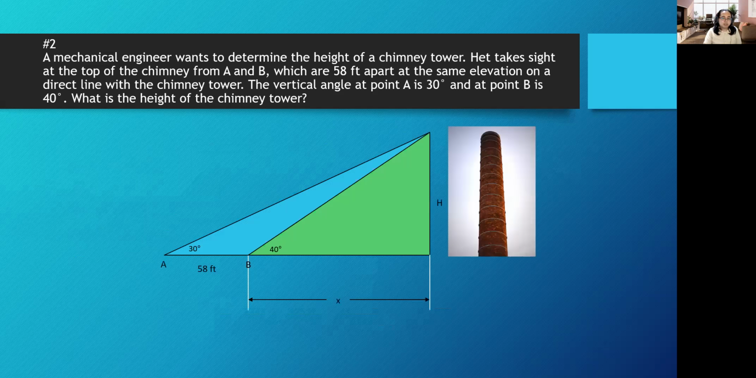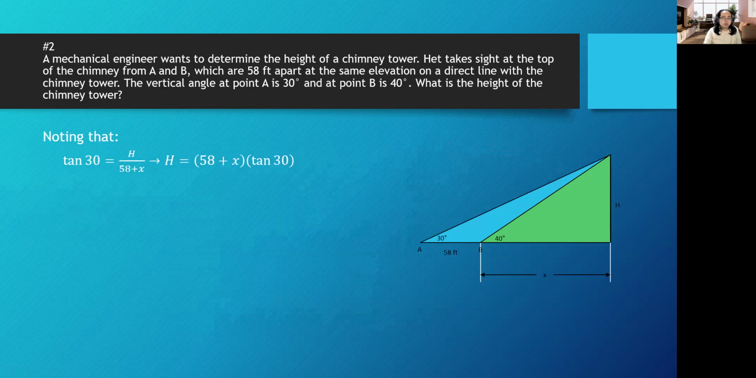So to visualize, we can represent it as such. So we have the first viewing angle at 30 degrees, point A, and the second viewing angle at 40 degrees, point B, and A and B are 58 feet apart. We can say that the length between B and the chimney tower is x, and the height of the chimney tower is h. Now, we note that the tangent of 30 degrees is equal to h, or the opposite over the adjacent, which is 58 plus x. And we can rearrange that equation to express it in terms of h.